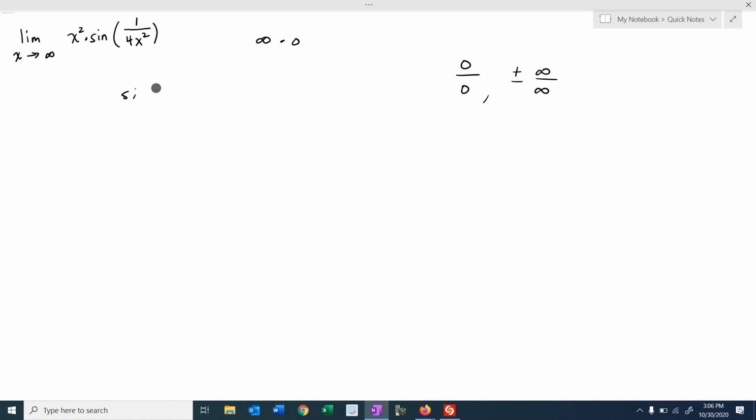If you take this sine function and you divide it by 1 over x squared, that's the same thing as x squared times this sine function. And that's because, you remember, when you divide by a fraction, you flip it and then multiply by it. So when you flip this, you get x squared times the sine of 1 over 4x squared. Okay, so these two limits are the same.